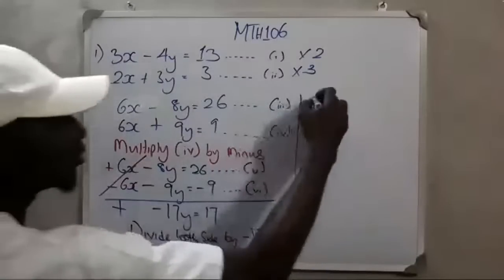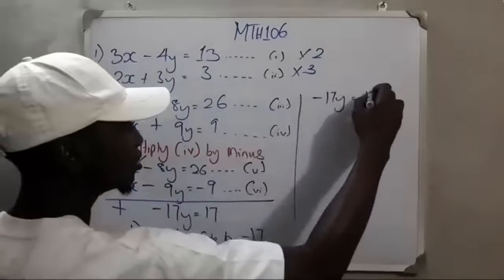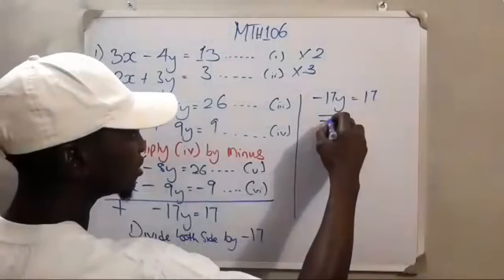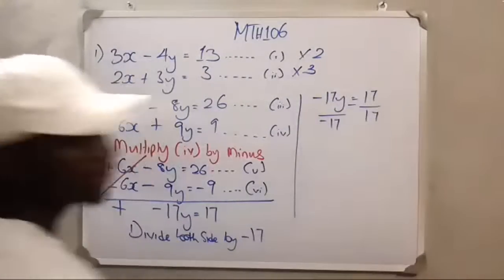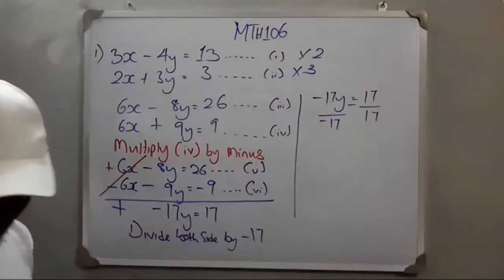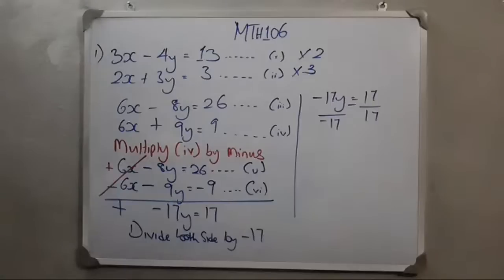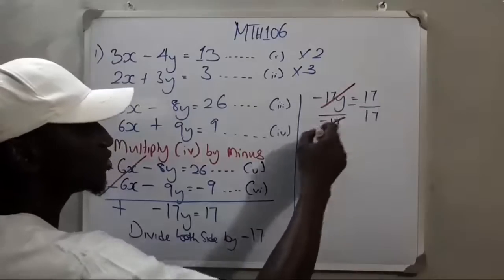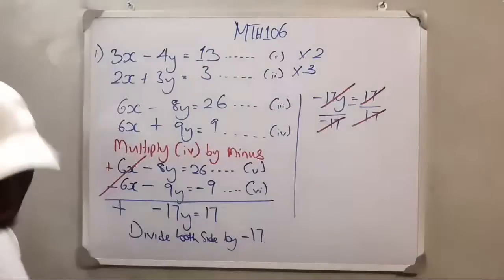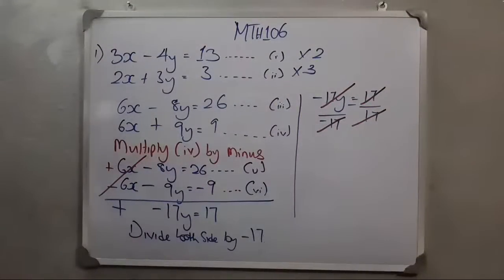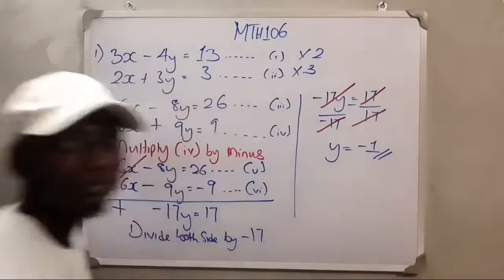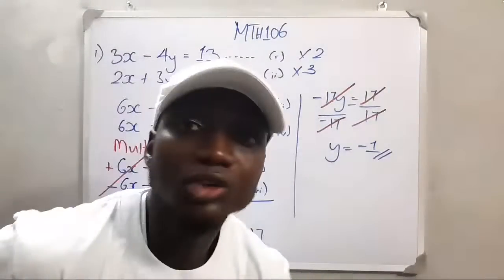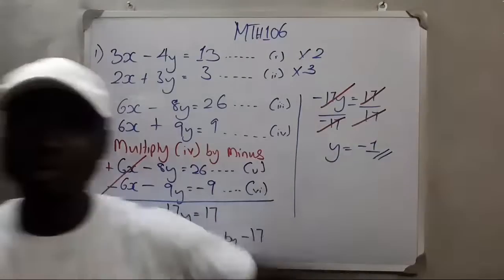So we have minus 17y equals 17, all over minus 17 all over minus 17. We can strike this out, as this will go for this and this will go for this. Then we have our answer as y equals minus 1. Awesome, great. So y equals minus 1.